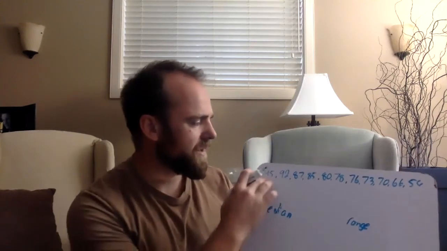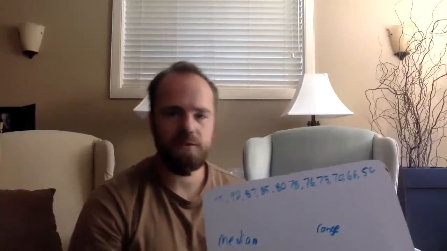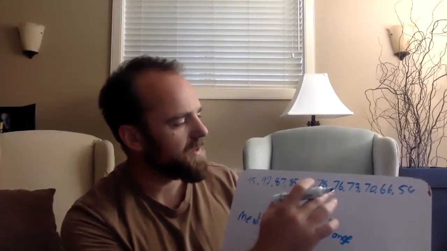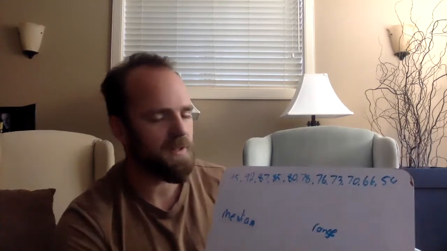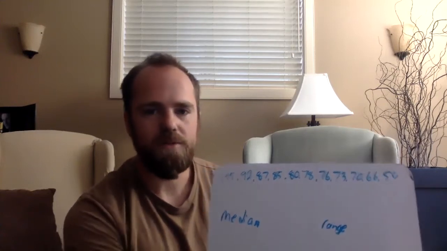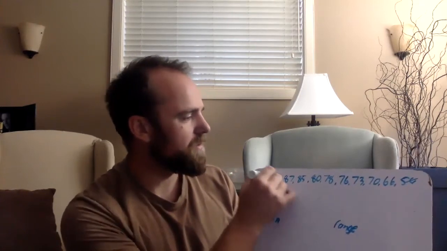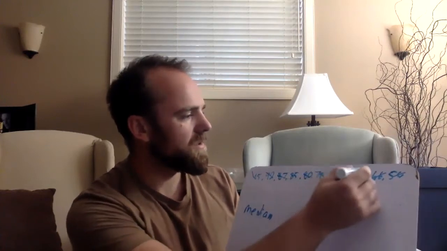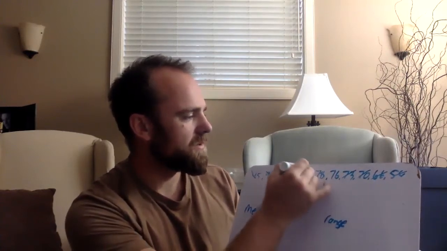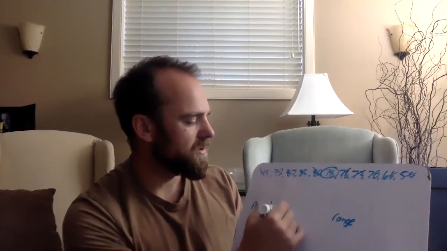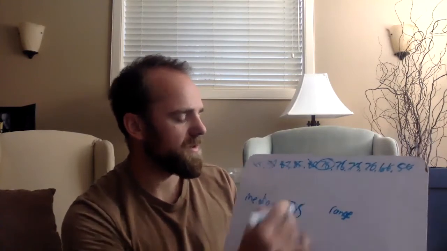So we have some data up here. We have 95, 92. We'll just say these are test results. 87, 85, 80, 78, 76, 73, 70, 66, and 54. So the median number is the middle number. What we can do is cross off one from either end until we get to the middle. So my median is 78.